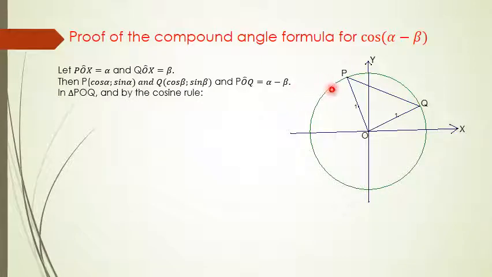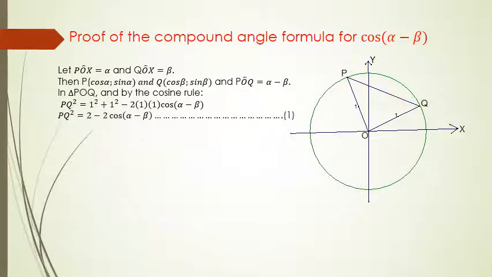Now, in triangle POQ, we can find the distance PQ using the cosine rule. That's PQ squared equal to 1 squared plus 1 squared minus 2 times 1 times 1 times cos (alpha minus beta). Simplifying that, 1 plus 1 gives us 2, and minus 2 times 1 times 1 is minus 2 cos (alpha minus beta). Let's call that equation number 1.